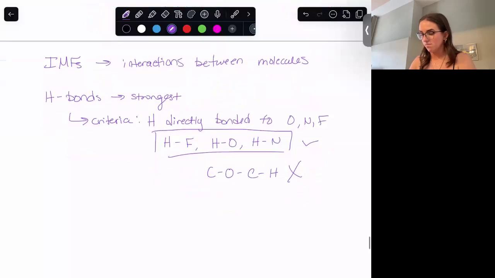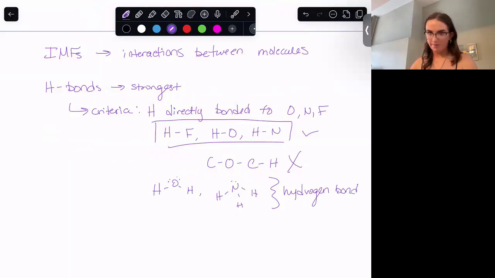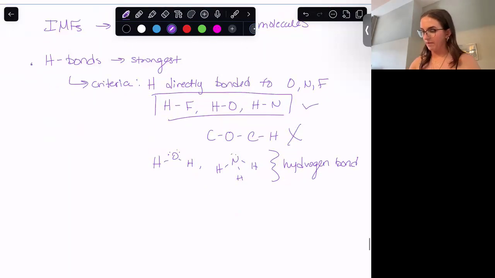Okay. So some examples of hydrogen bonding, right? Water and ammonia. Both of these will hydrogen bond. What's another IMF that we have? Ion dipole is another IMF.